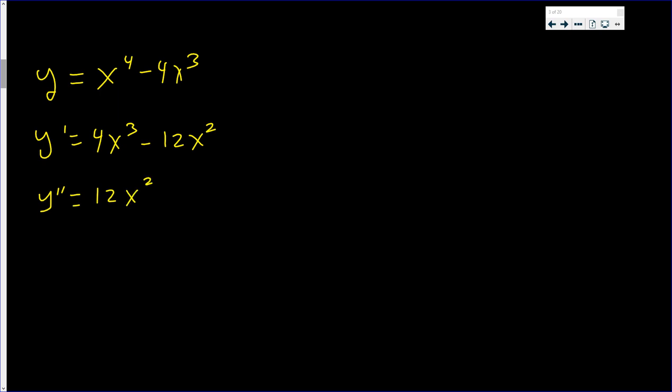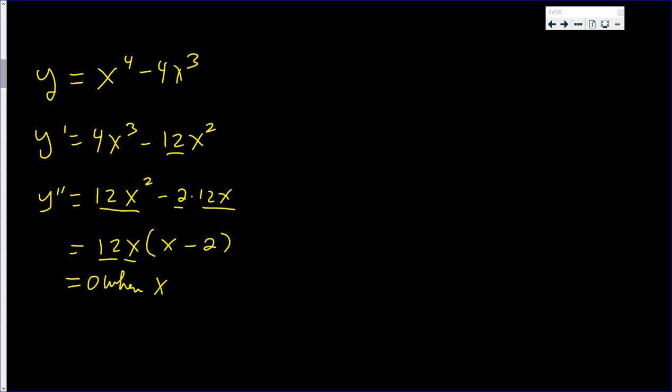Now, anticipate that 12 is going to be a factor, because I already see the 12. So why don't we just go 2 times 12x? See the future. It's not hard. So I can factor out a 12x. So I have x left here, and I factored out 12x, so 2 is left. And this equals 0 when either 12 is 0, which is never, or when x is 0, or when x minus 2 is 0, which is when x is 2.